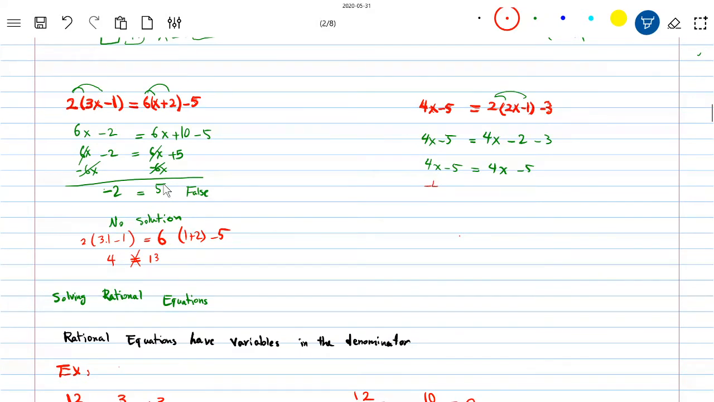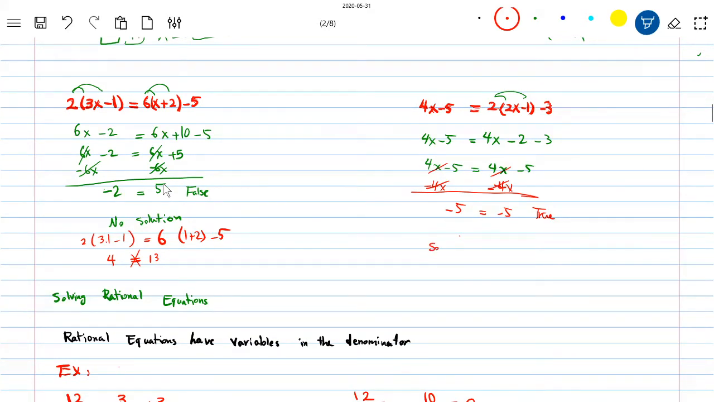Subtract 4x from both sides. By doing so, these two cancel out. These two will cancel out. I'll end up with negative 5 equals negative 5. You can add 5 to both sides, you end up with 0 equal to 0. But this is already an identity. This is a true statement always. It doesn't really depend on the variable x.